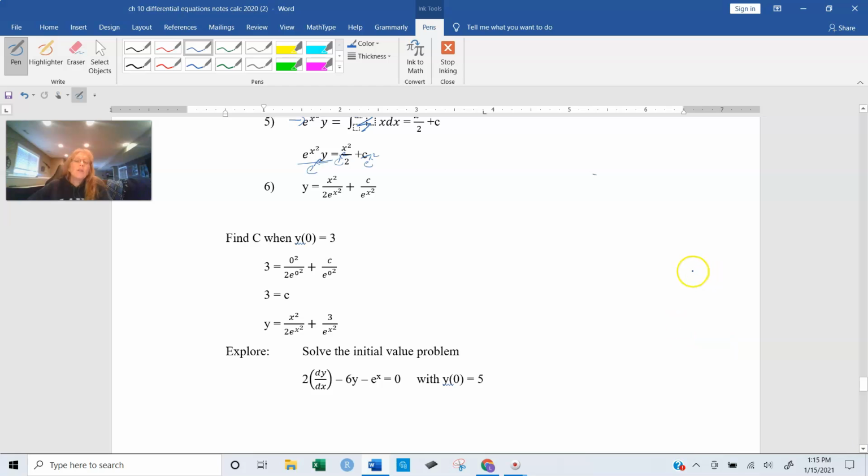Next, they could ask you to find c. They'll give you what things are worth. So they're going to say, hey, find y if y equals 3 when x equals 0. So this is a point. So we plug in the 0 for the x's. We plug in the 3 for the y. Well, this is 1. This is 1. 0 divided by 2 is 0. So we got 0 plus c up here, which is just c. We take the 3, we plug it into our original, and that is our final equation.